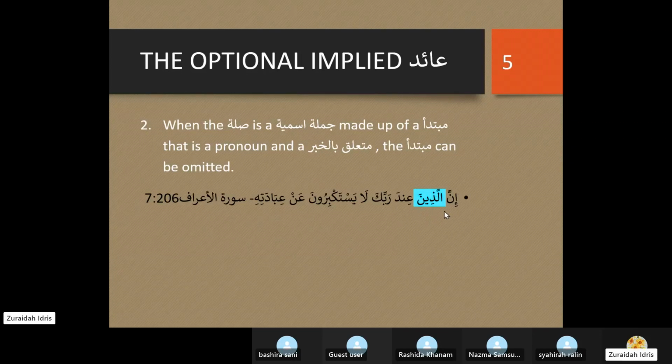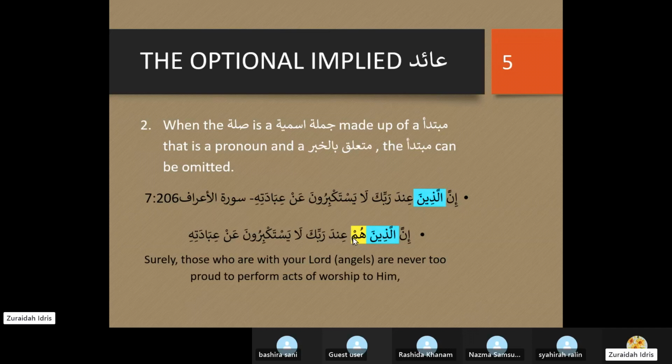So in this case, inna lazina inda rabbika sounds perfect, right? Sounds as if it's done, but where is the khabar? We need to have a khabar here, and then we're saying that there is an implied one. So the implied one is whom? Surely those who are with your Lord, the angels, are never too proud to perform acts of worship to him. So these things are there, but because they are implied, we drop them.